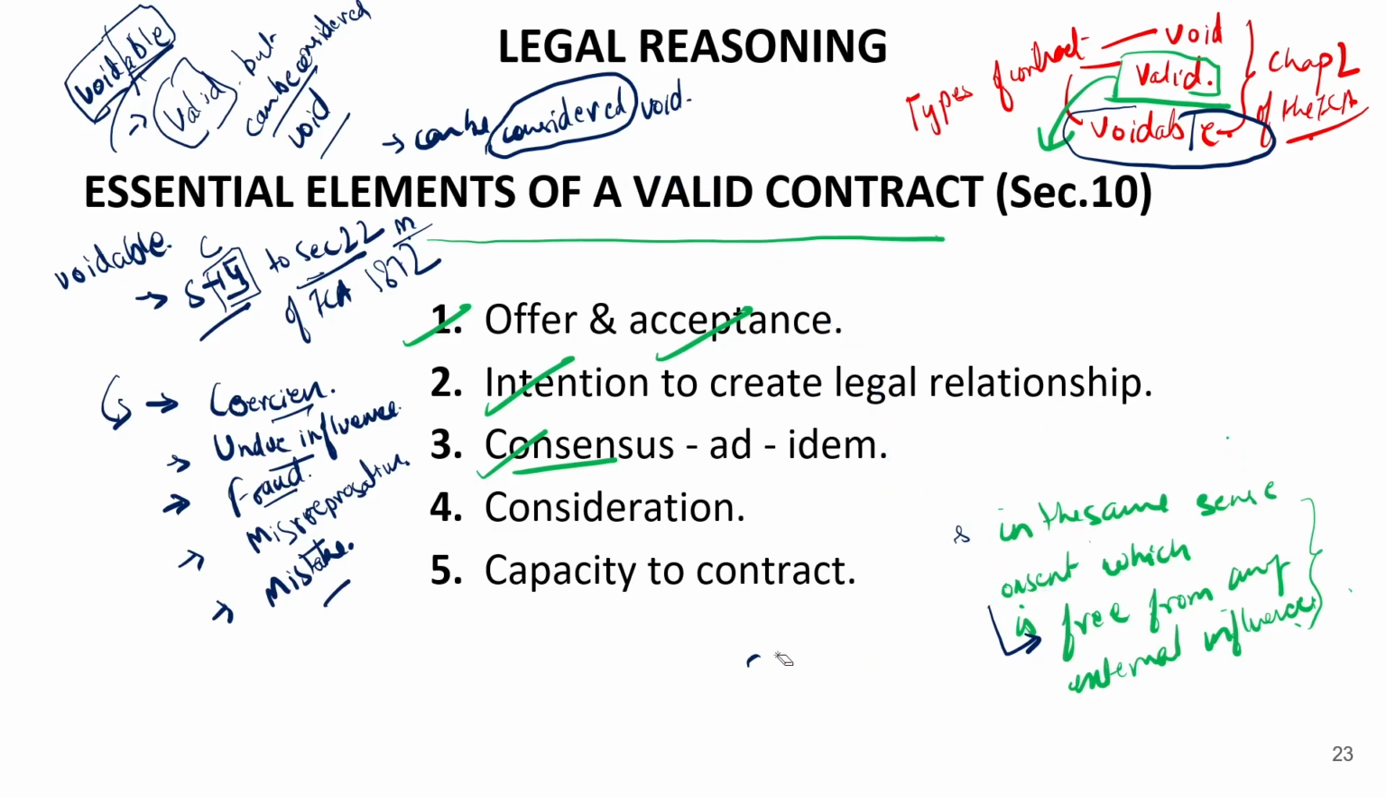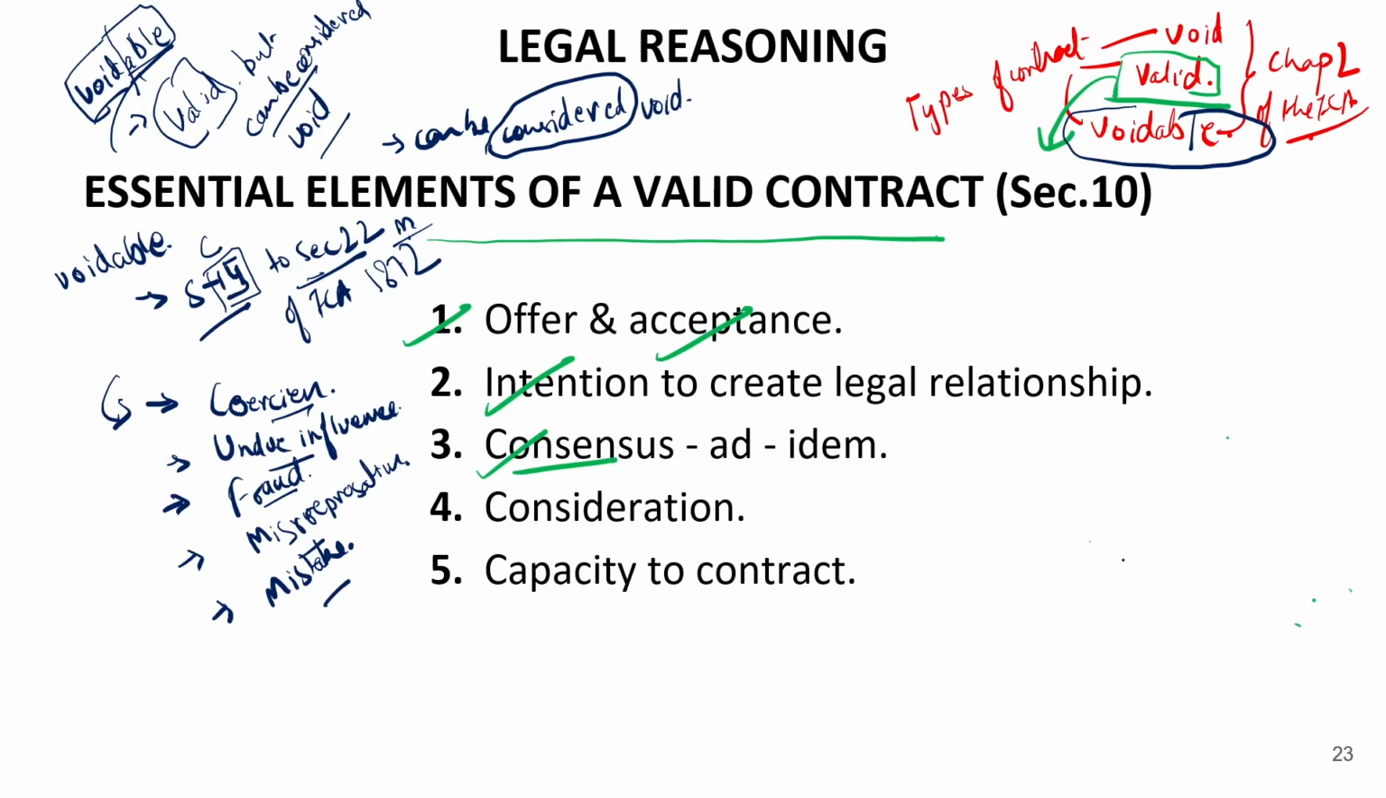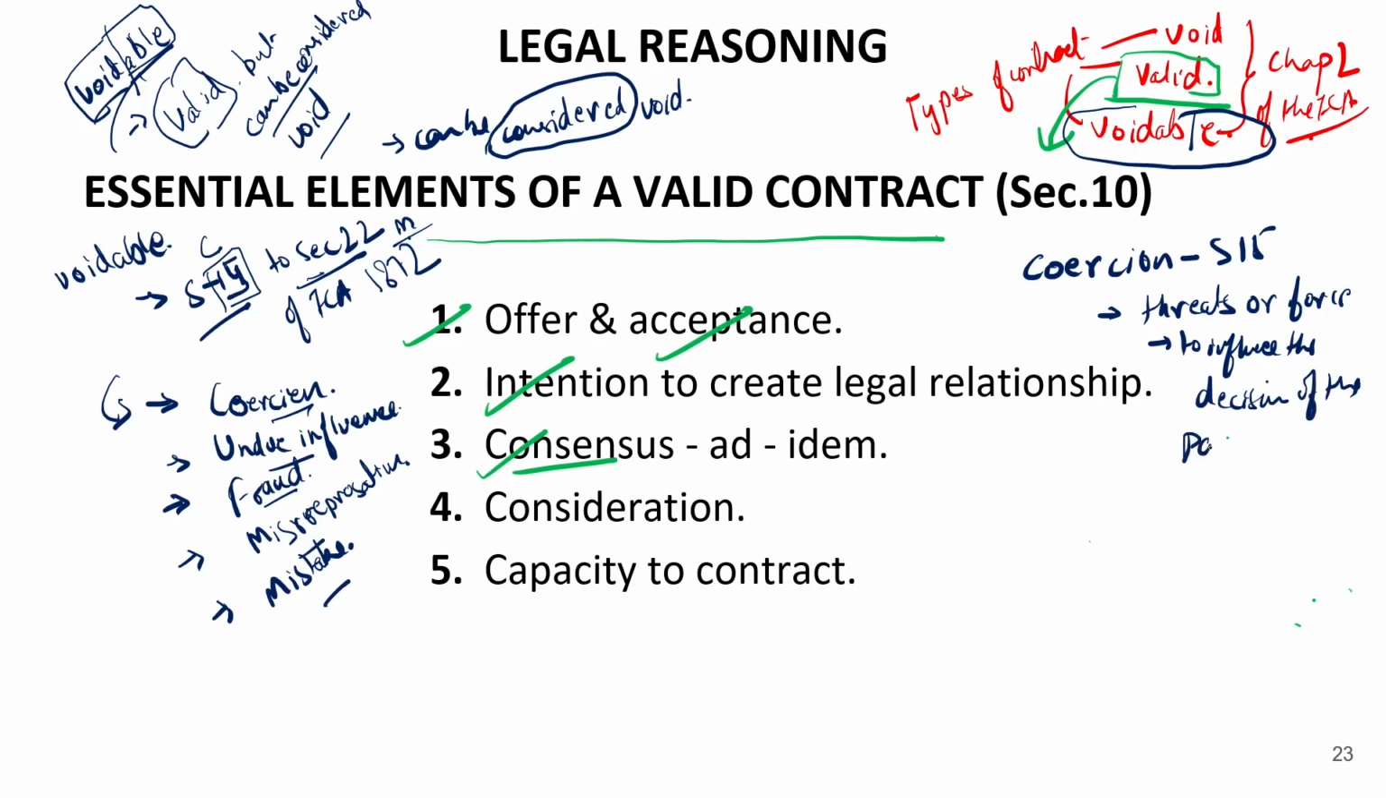So when we talk about coercion, the thing we need to understand is that coercion under section 15 has been defined as threats or force to influence the decision of the parties to the contract.